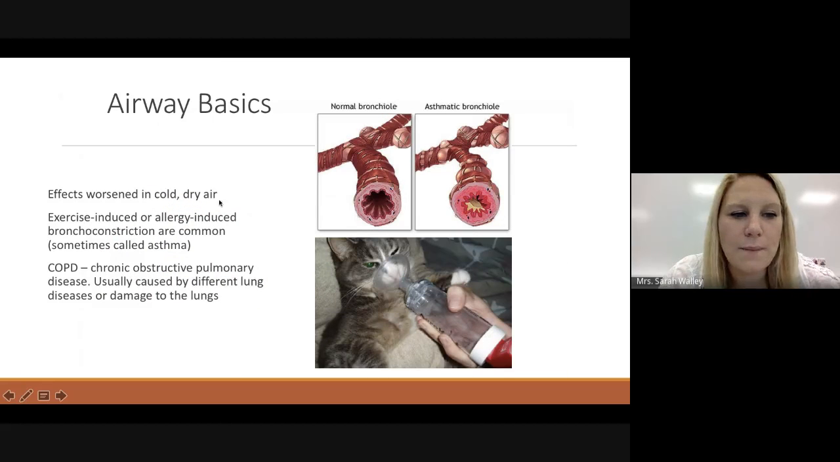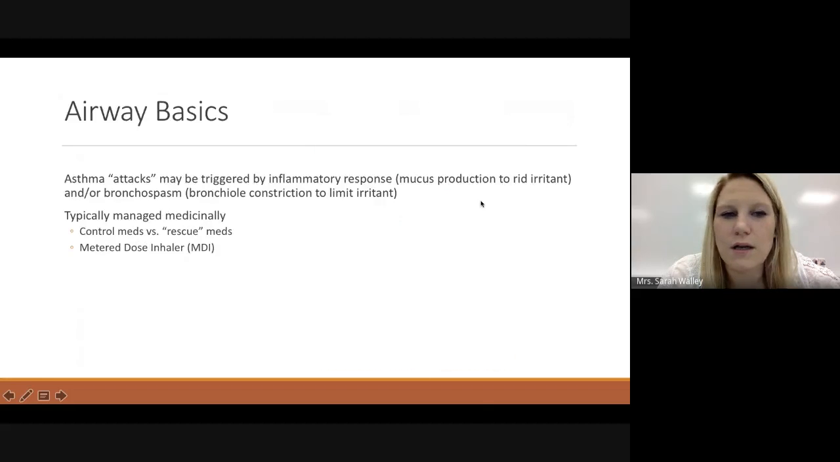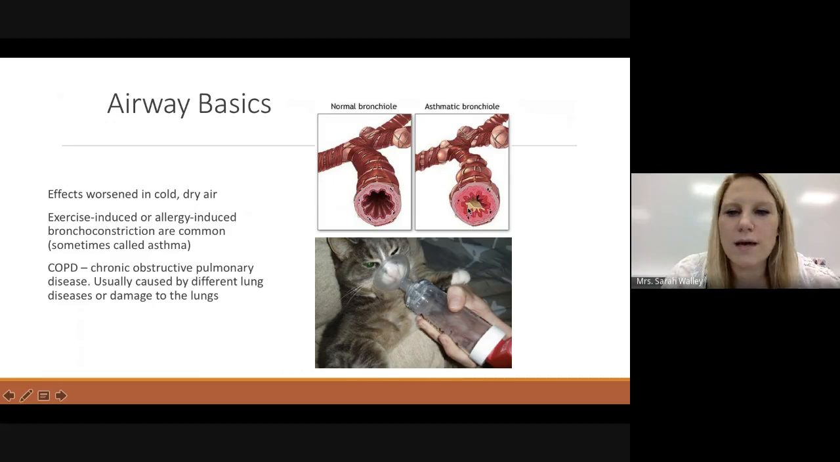So again, this is a normal bronchiole. This is an asthmatic bronchiole. It swells up so that air can't get through. The effects are worsened in cold, dry air. And exercise-induced or allergy-induced is very common for asthma, like if you've ever heard of exercise-induced asthma or allergy-induced asthma.